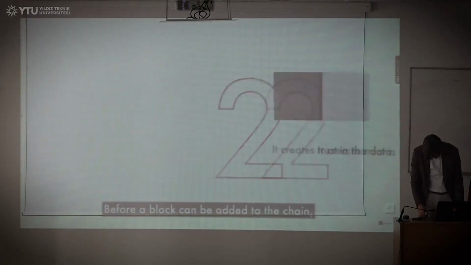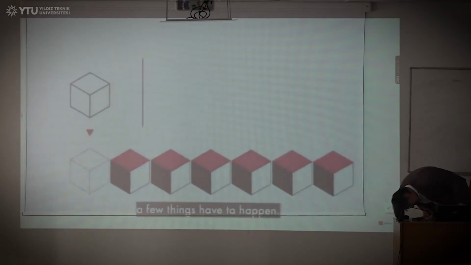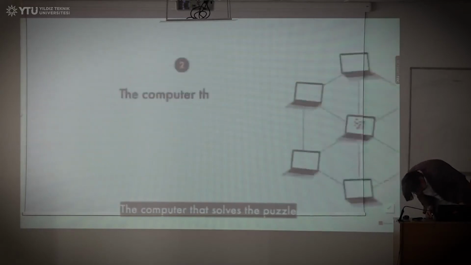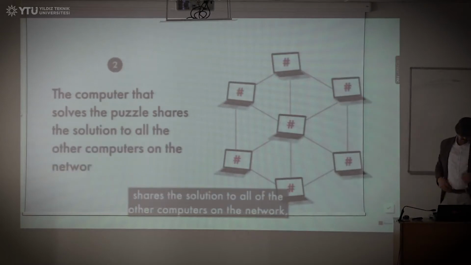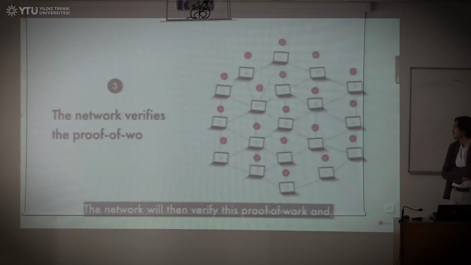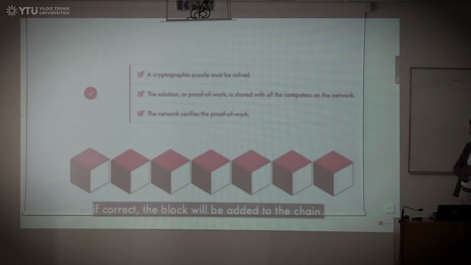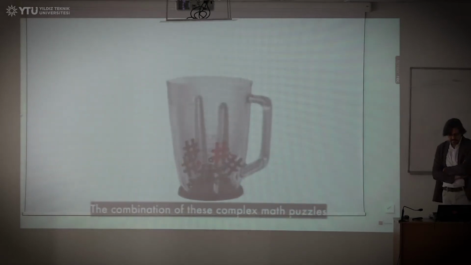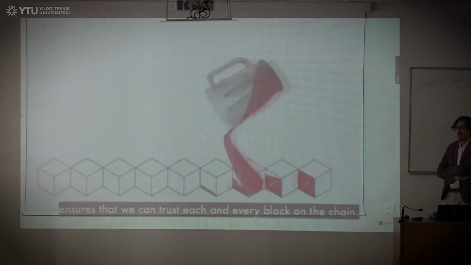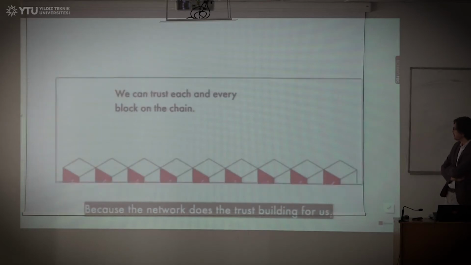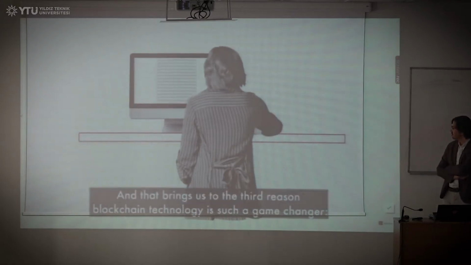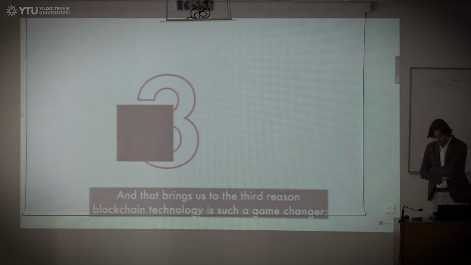Trust in the data. Before a block can be added to the chain, a few things have to happen. First, a cryptographic puzzle must be solved, thus creating the block. The computer that solves the puzzle shares the solution to all of the other computers on the network. This is called proof of work. The network will then verify this proof of work, and if correct, the block will be added to the chain. The combination of these complex math puzzles and verification by many computers ensures that we can trust each and every block on the chain. Because the network does the trust building for us, we now have the opportunity to interact directly with our data in real time. And that brings us to the third reason blockchain technology is such a game changer.